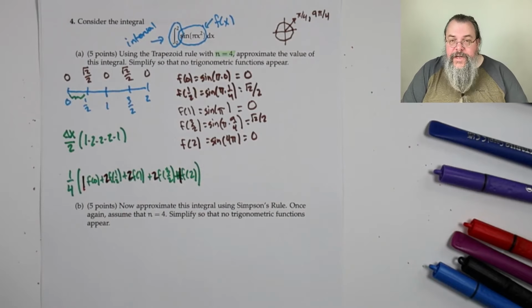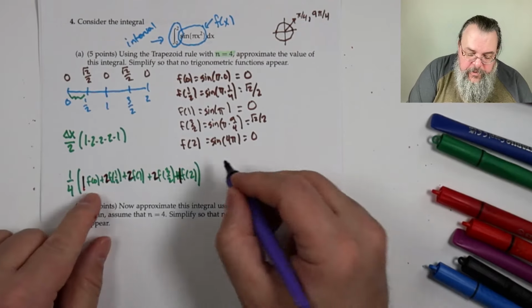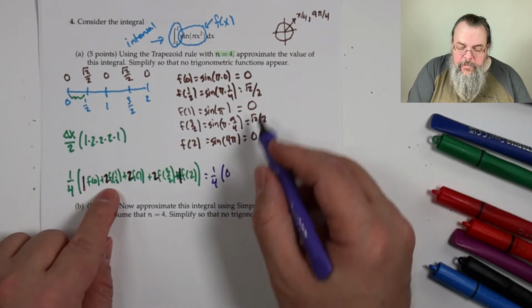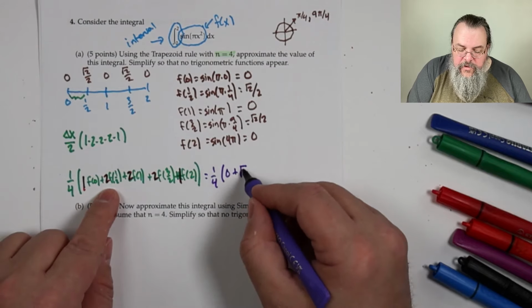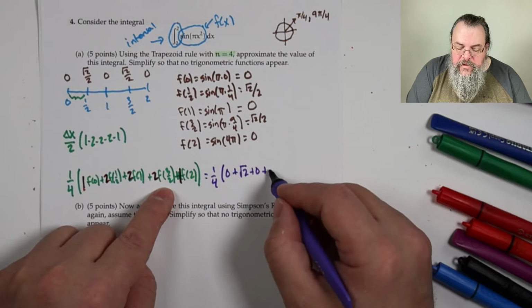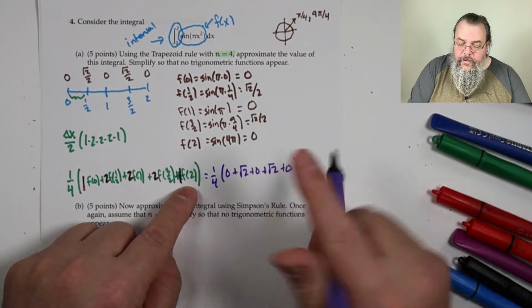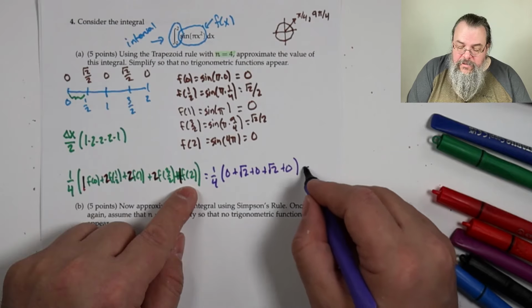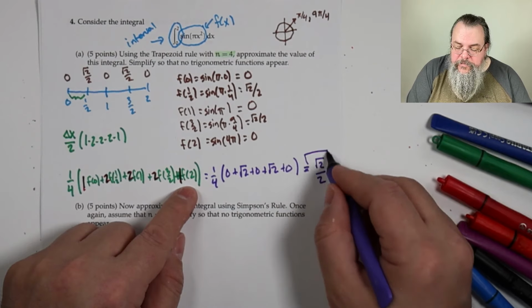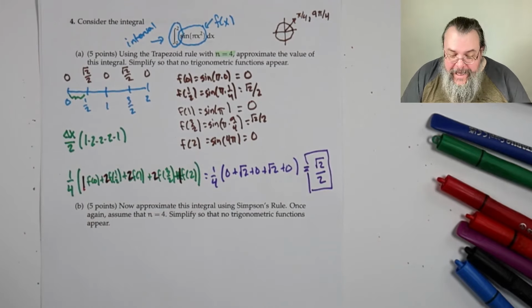Well, we're almost there. We're in the home stretch. What do we need to do? We need to evaluate. So we have 1/4 times 0, plus square root of 2 over 2 times 2, which is square root of 2, plus 2 times 0, plus 2 times root 2 over 2, square root of 2, plus 1 times 0, which is 0. So we have 2 square root of 2 times 1/4, and so what does that turn out to be? Well, that turns out to be square root of 2 over 2. All right, so there we go. That's the answer to part A.